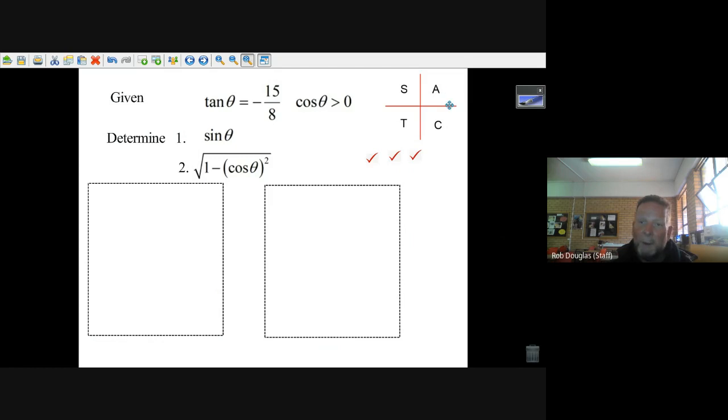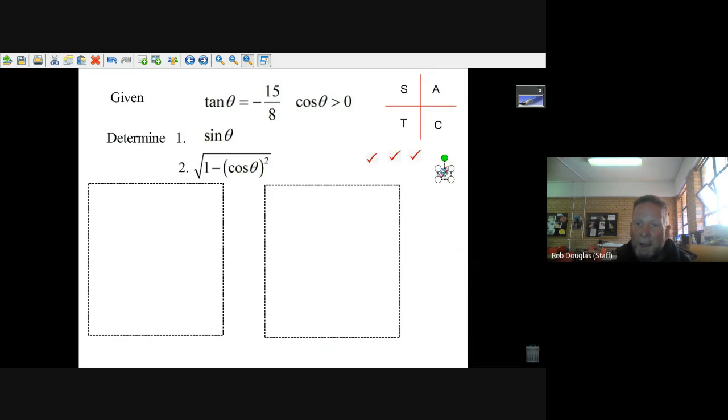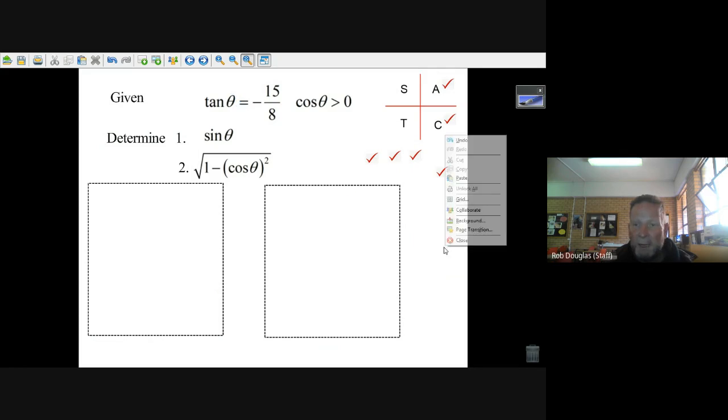If cosine is positive, that means that is where we should draw our sketch. By the way, the question says draw a sketch to do this. The answer would be either in one of these two places where cosine's positive. But we know from this that tangent is negative.